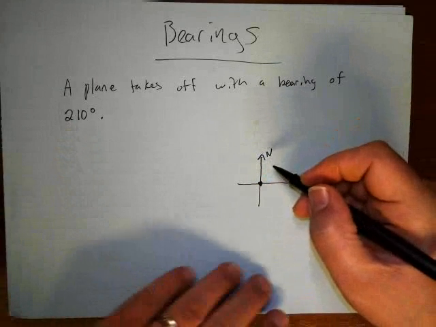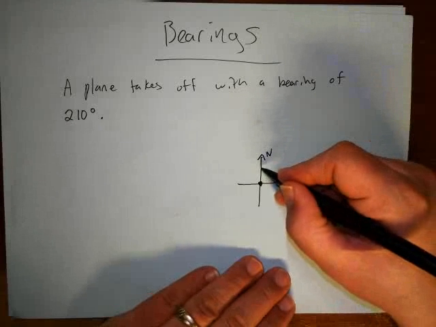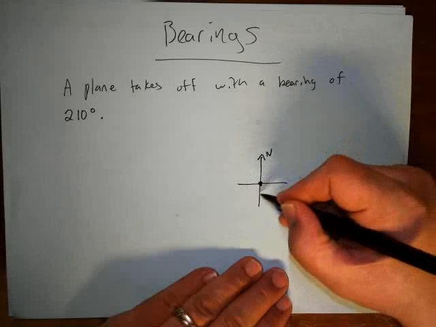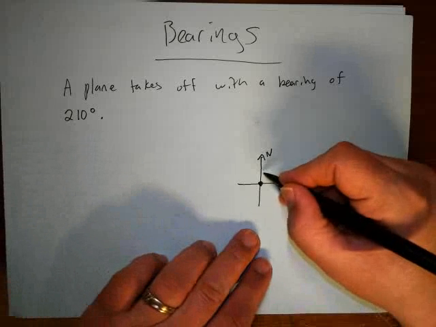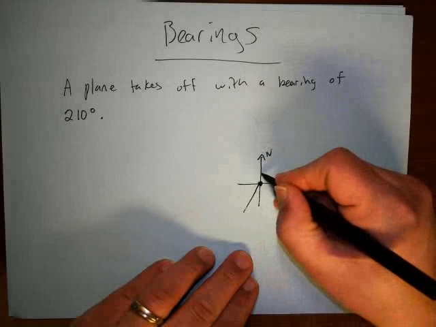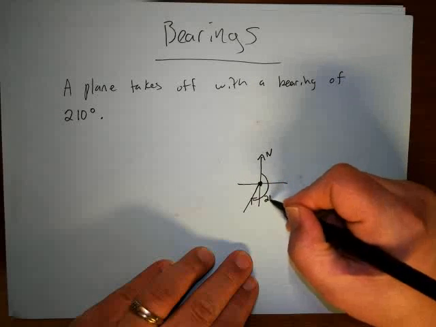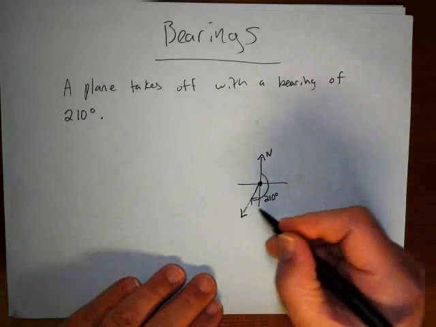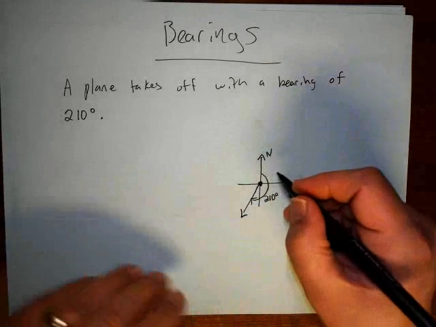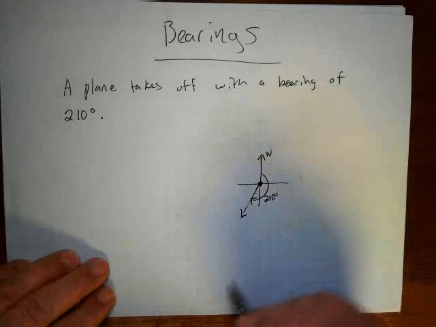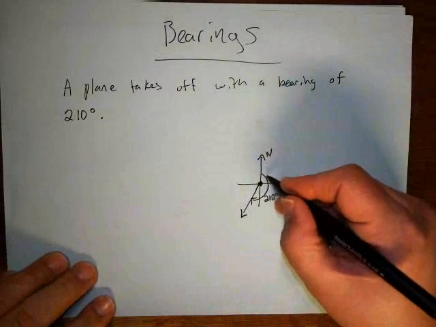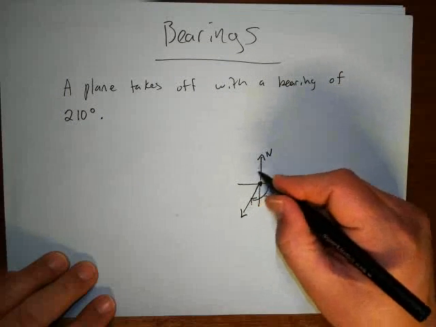And so when it says a bearing of 210 degrees, it always is measured from north on around the circle. Okay, so 0 to 360. So 210 is like 30 degrees beyond 180. So it'd be like maybe this. So this angle here is 210 degrees. What it means is that the plane takes off in this direction. That's what a bearing of 210 degrees would be. It'll always be measured from north clockwise around the circle.